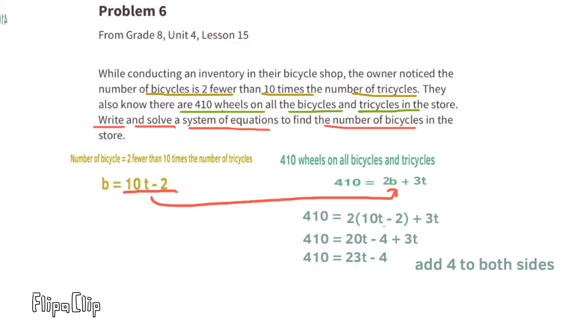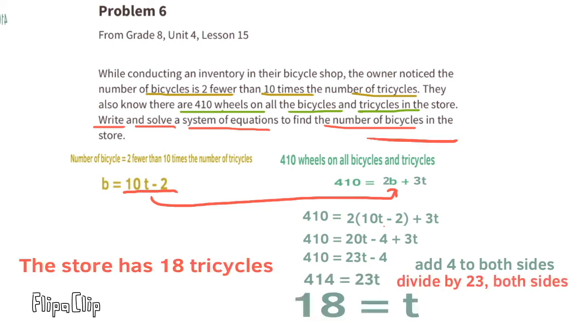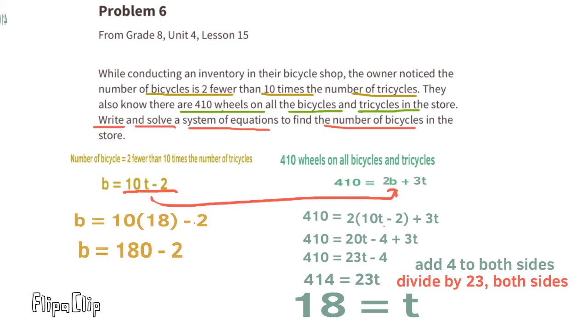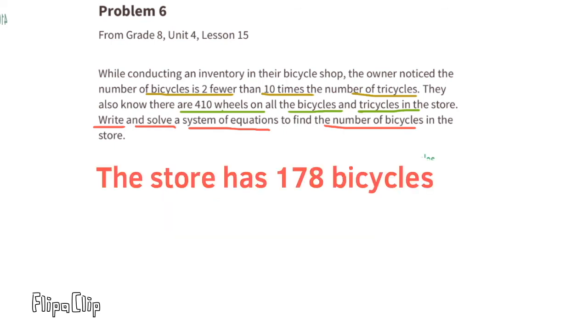Now we can add 4 to both sides. 414 equals 23t. Divide both sides by 23, and we have t equals 18. The store has 18 tricycles. Since the store has 18 tricycles, we can substitute the t with an 18. The number of bicycles equals 10 times 18 minus 2. 10 times 18 is 180, and 180 minus 2 is 178. There's 178 bicycles in the store.